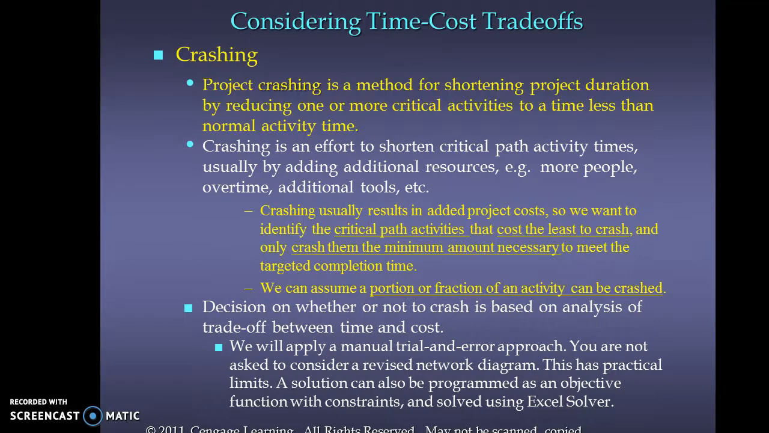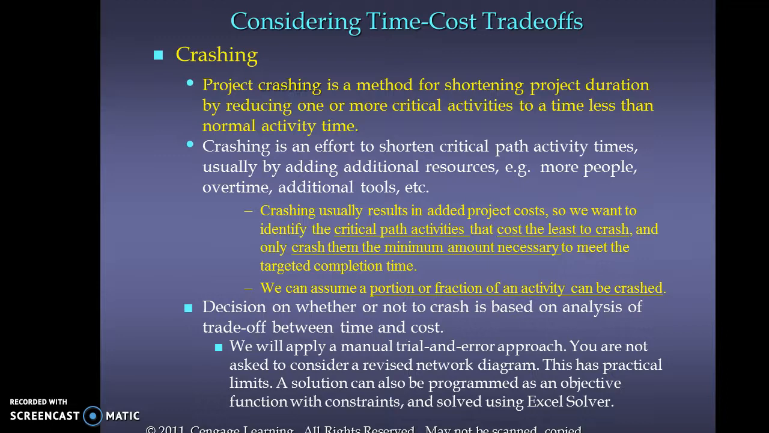All right, so the third topic for this chapter, project crashing. Let's define it. It's a method for shortening the project duration by reducing the time for one or more critical path activities to something less than its normal time. That is, can we reduce the duration of an activity on the critical path? It only does any good to shorten the duration of the project if you're going to shorten the time for critical path activities.